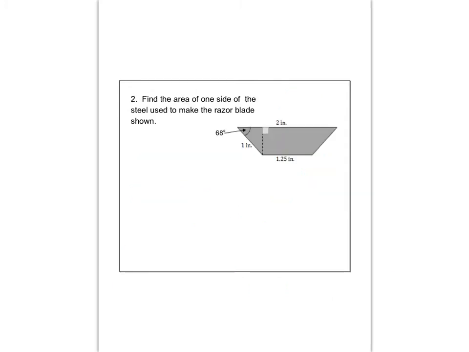Let's try another one. Find the area of one side of the steel used to make the razor blade shown. So again, it looks to me like this is a trapezoid, that these sides would be parallel, and so the area formula would be height, parenthesis base 1 plus base 2, divide by 2. Do we know the height? The answer is no, we do not know the height yet.